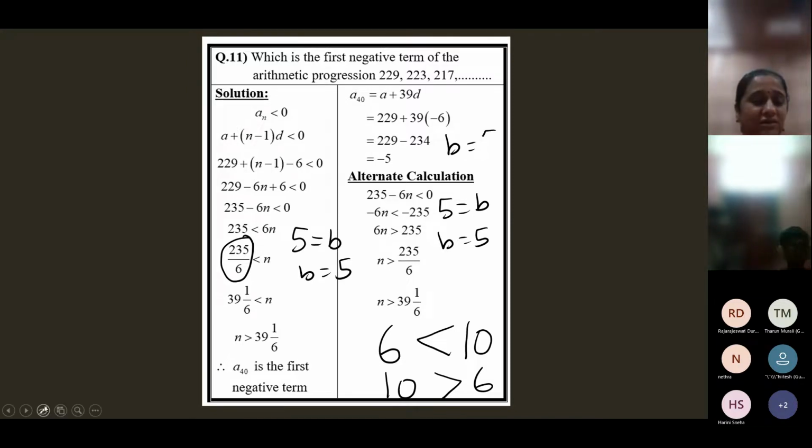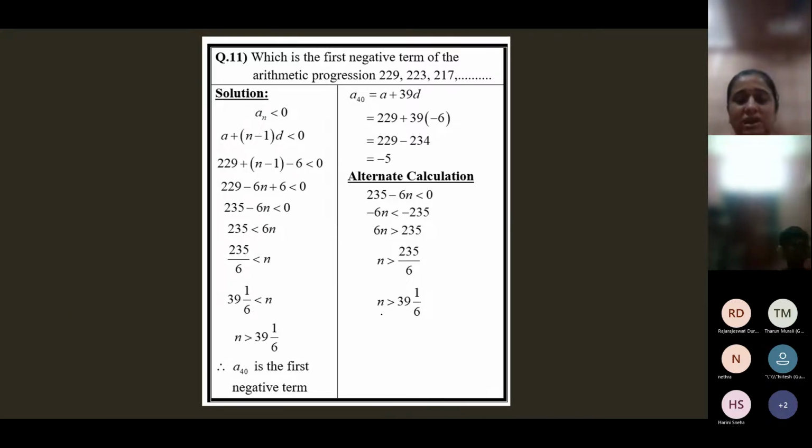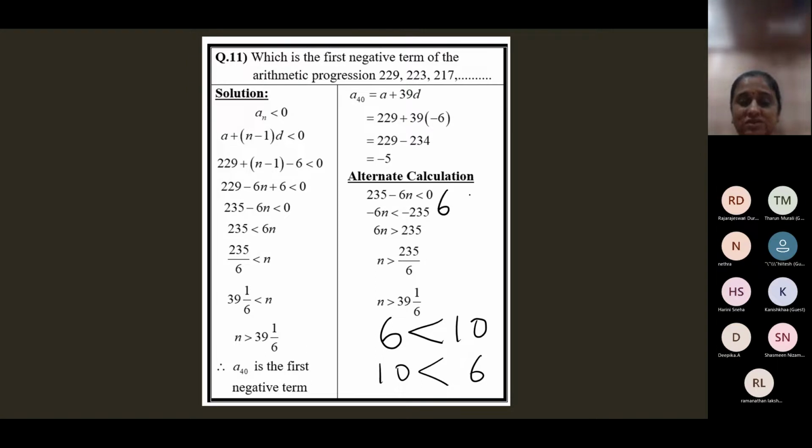But in an inequality, take this example, as I just told you, 6 is less than 10. If you want to write 10 here and 6 here, you cannot write 10 is less than 6. It's wrong. When you change the positions, 6 is less than 10 is true, so if you write 10 here and 6 here, you must reverse the inequality. If you change the positions, you must reverse the inequality.